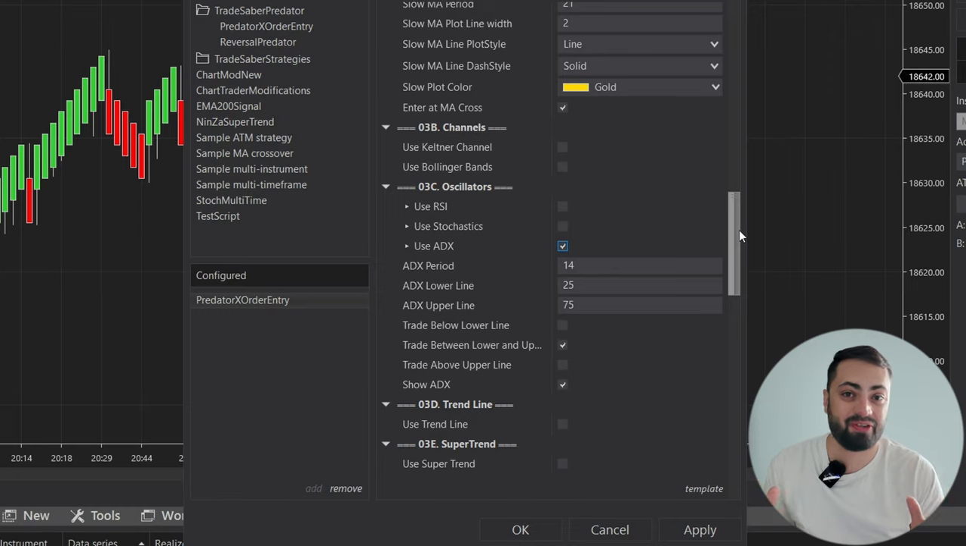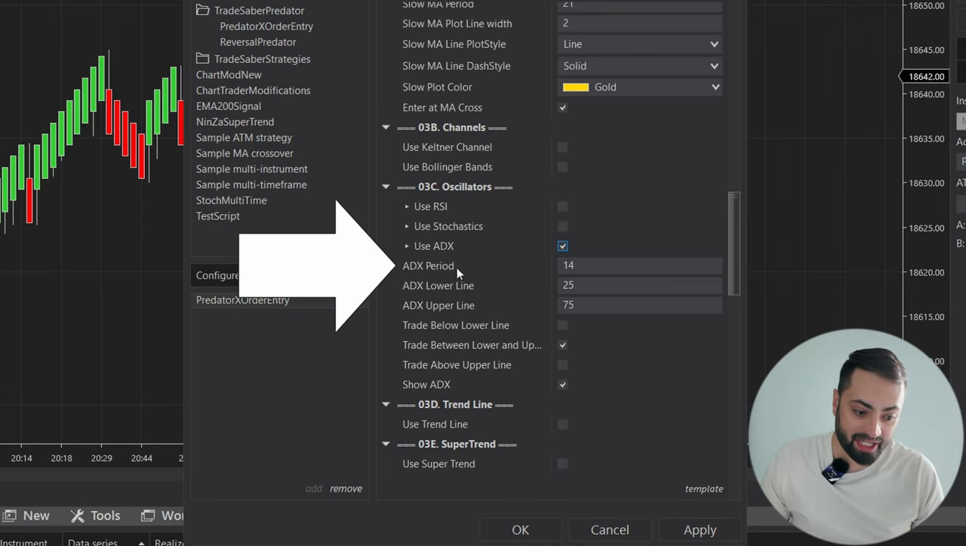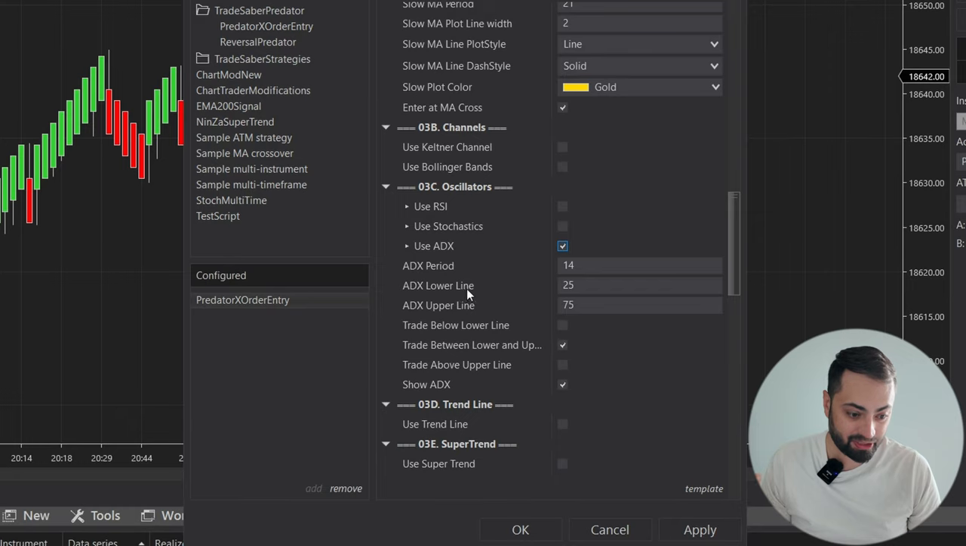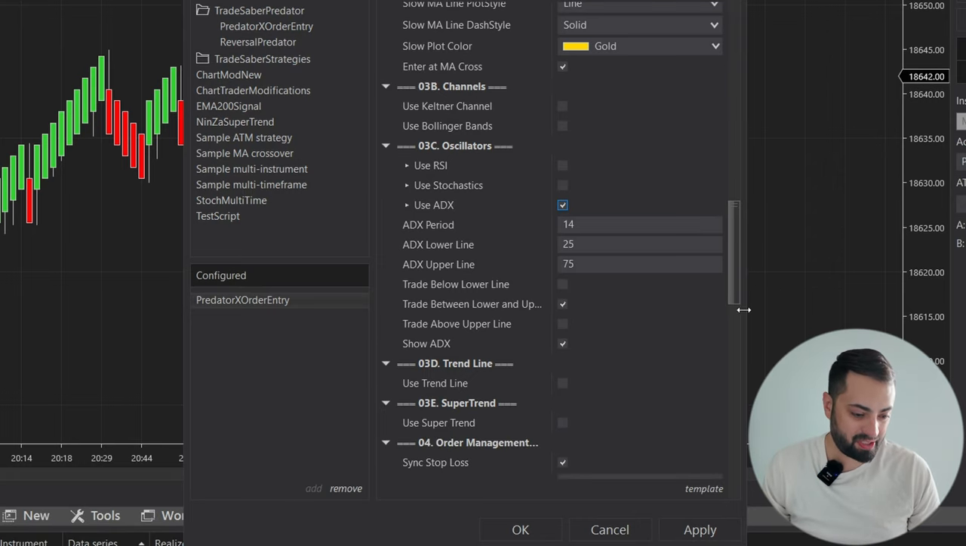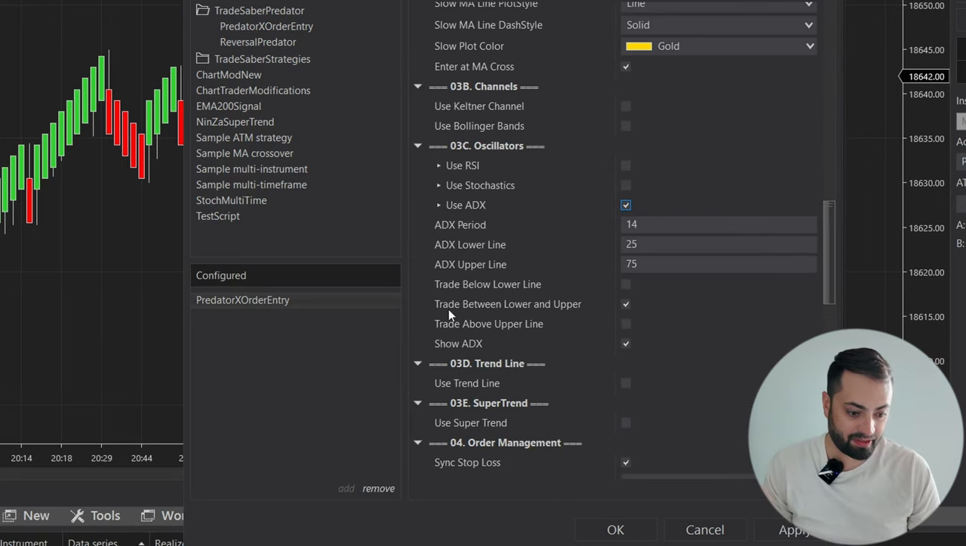And this is very straightforward in how it's set up. You basically just select the ADX period. You want to select your lower line and your upper line. Now, by default, the Predator comes with the same settings that are default in the actual built-in ADX indicator. And all this does is filter your trades. So let me expand this so we can see the full writing. And let's read what it says.